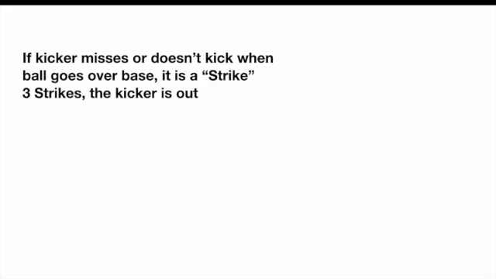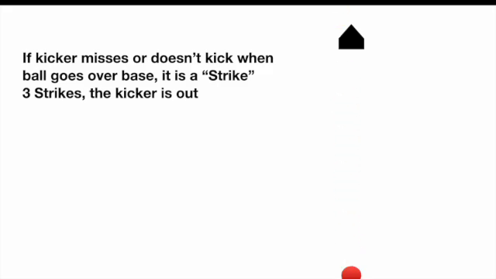So, pitcher's job is to try to roll the ball over the base. If they roll the ball and it goes off to the side, that is considered a ball. If there are 4 balls during a time where a kicker is up, that kicker gets to go to first base. The other thing that might happen, or that the pitcher is trying to do, is that they're trying to roll the ball over the base.